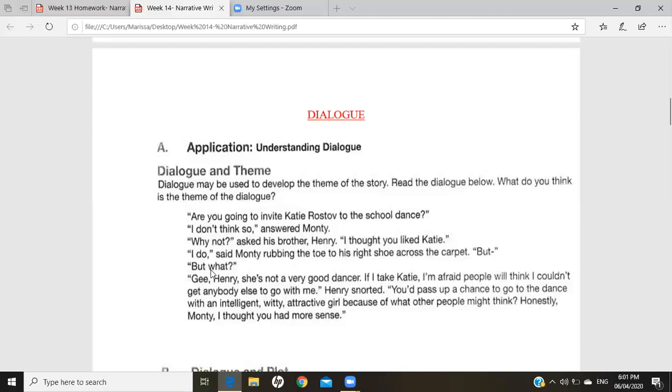And then maybe we get a bit of peer pressure, because what is he concerned about? He is so concerned about what other people would think. And if they're talking about a school dance, I'm sure they're teenagers. So we get a bit of peer pressure taking place in this dialogue because he's afraid of what people will think about Katie. So one theme, one central idea in this dialogue is peer pressure.